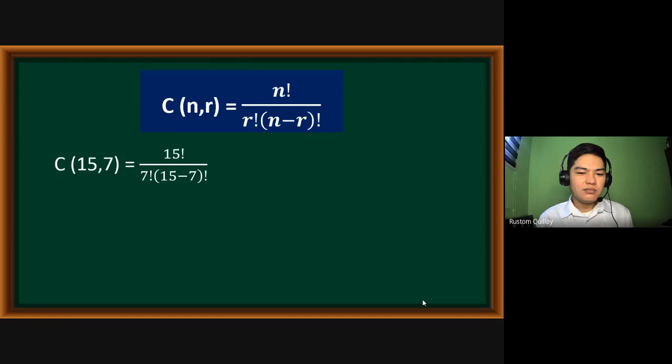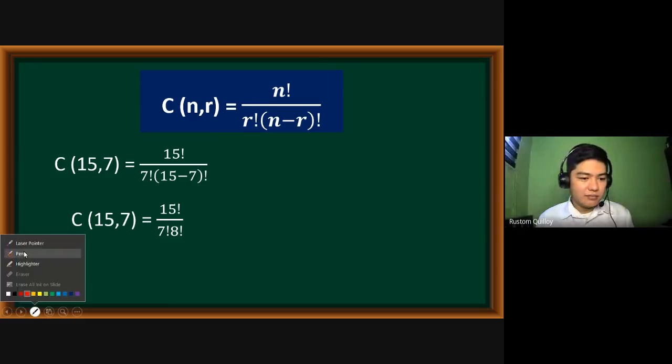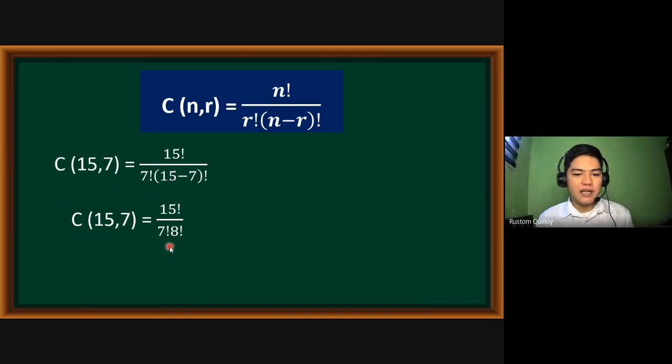So our N, as I mentioned, is 15, and R is 7. Let's first do 15 minus 7, which is 8. So 15 minus 7 is 8. For 15, until where should we expand it? Until where should we expand the 15? Anybody?